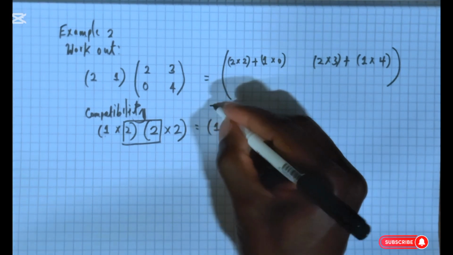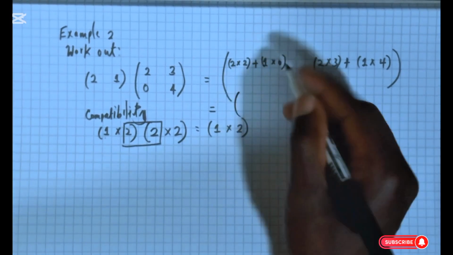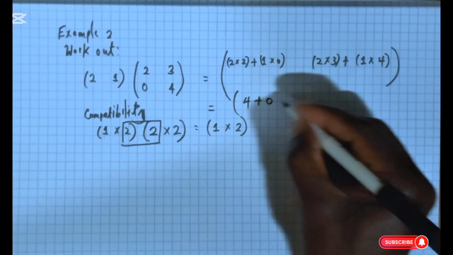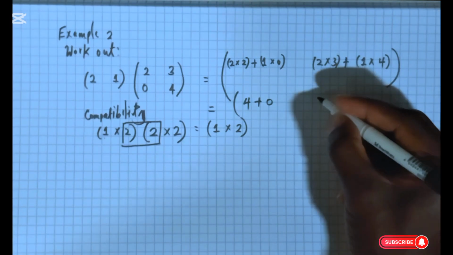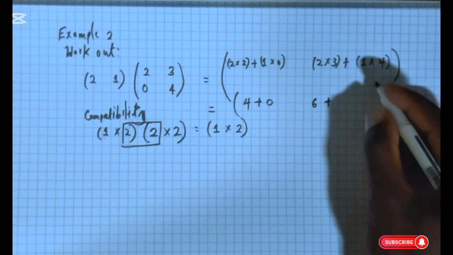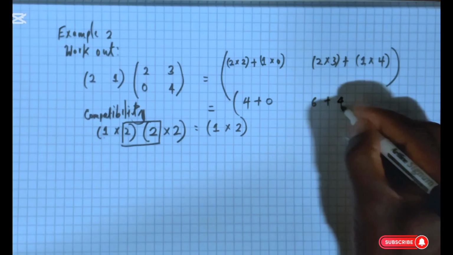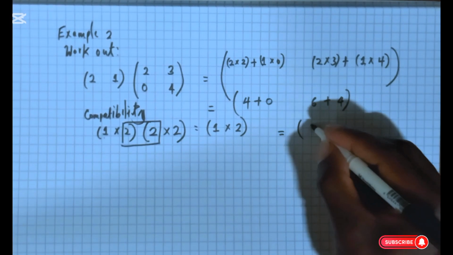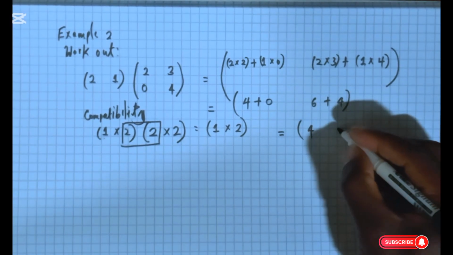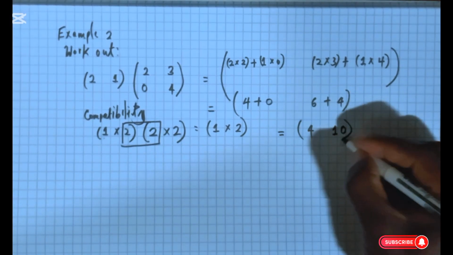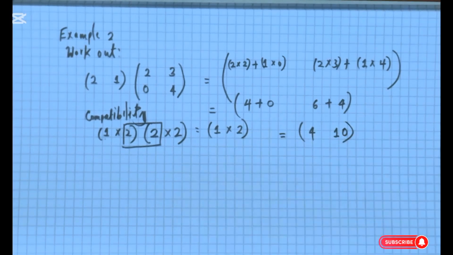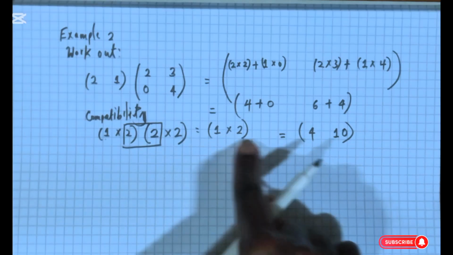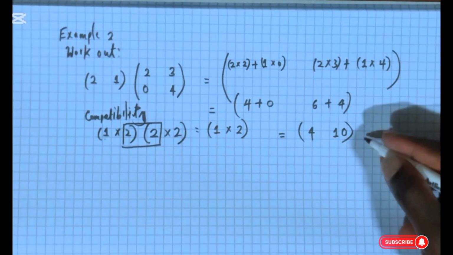So basically note that this is going to give us 2 times 2, which is 4, plus 1 times 0, which is 0. Then 2 times 3 is 6, plus 1 times 4 is 4. So that's going to give us a matrix of 4 plus 0 giving us 4, and 6 plus 4 giving us 10. So it's going to give us the matrix 6 by 10 here, 6 by 10, which is actually the matrix of order 1 by 2 that we were expecting as our resultant matrix.